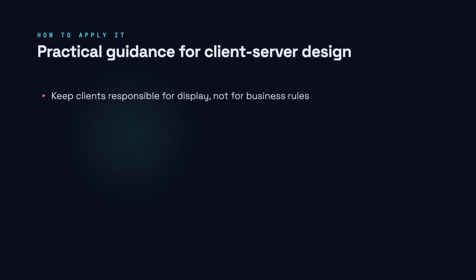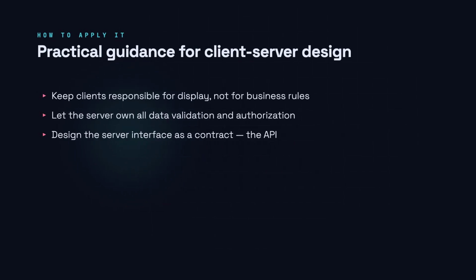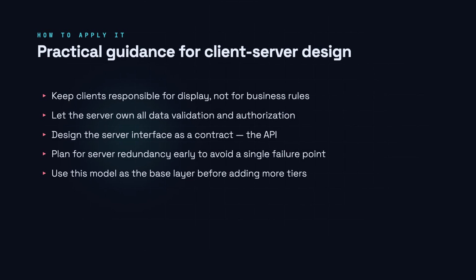When you adopt the client-server model, the most important discipline is keeping the boundary clean. Clients present and interact, servers decide and store. If business logic leaks into the client, you lose the consistency guarantees the model was built to provide. Define the server's interface, its API, as an explicit contract so clients and servers can evolve independently. And because the server is now load-bearing for the whole system, redundancy is not optional. Plan for it before you need it.